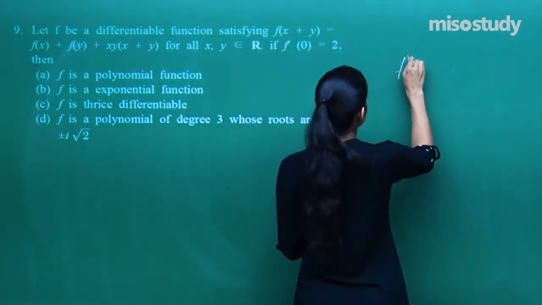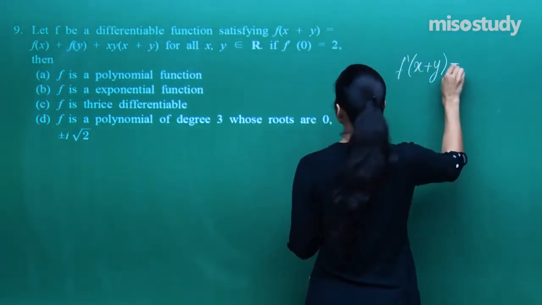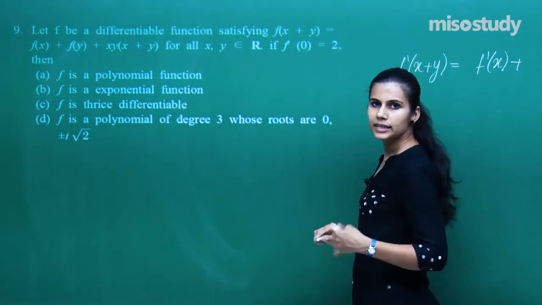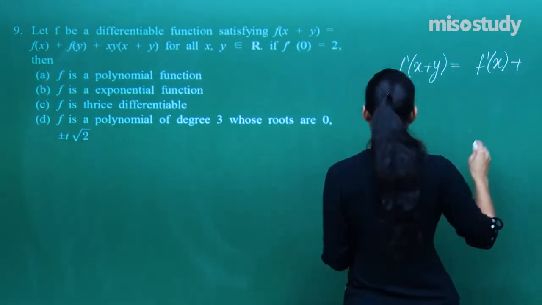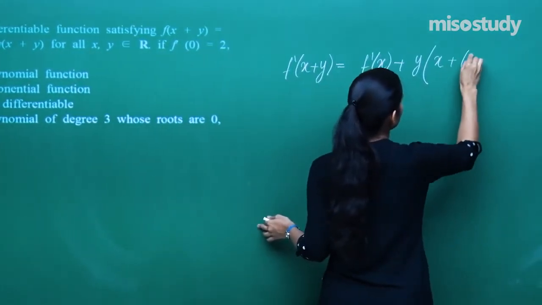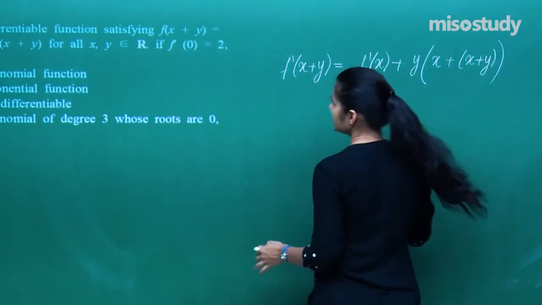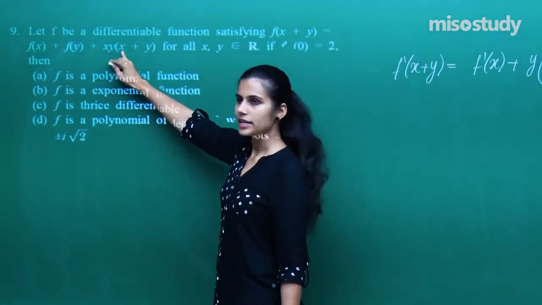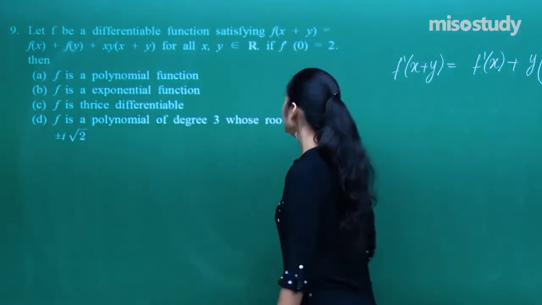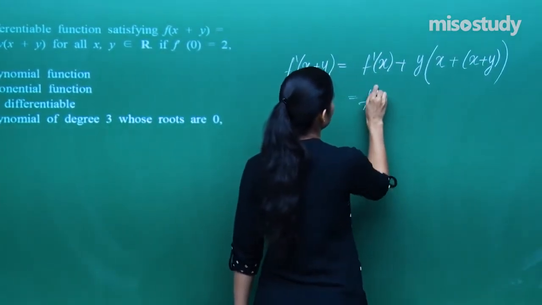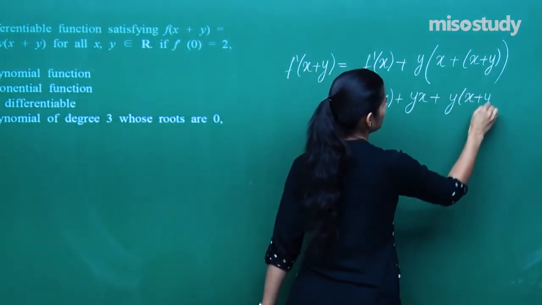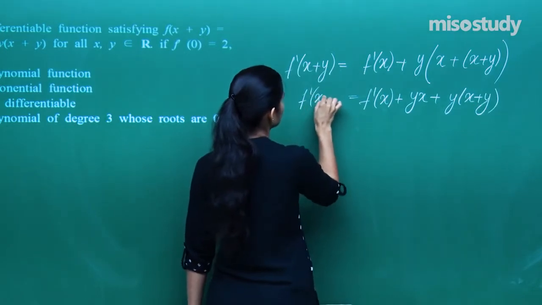What you get is f dash of x plus y is equal to f dash x. Then f of y is a function of y completely, it's a constant considered, so the differentiation will be 0. Then y is considered constant, so x into 1 plus x plus y into 1. It is first number into d by dx of second number, which is x plus y, so d by dx of x plus y is 1. Then plus x plus y into d by dx of x, which is 1. So you get f dash x plus xy plus y into x plus y. This is f dash of x plus y.